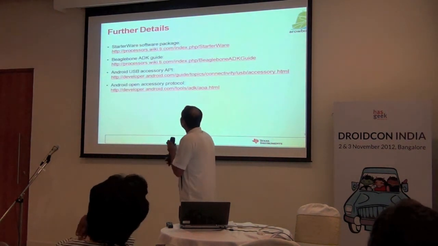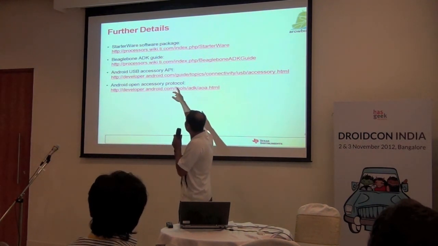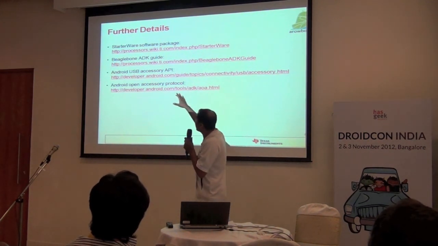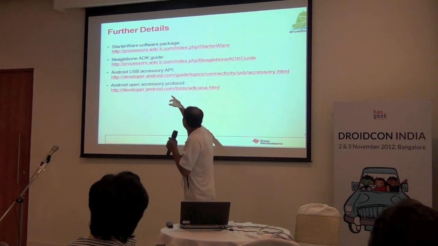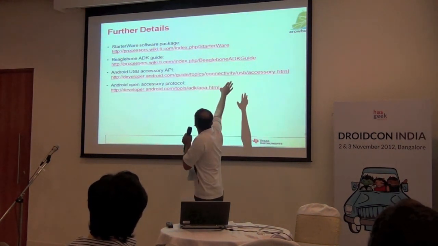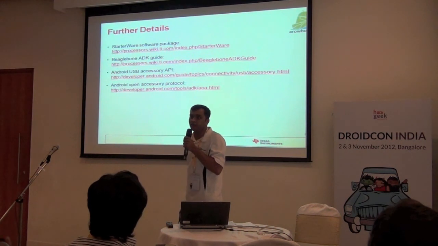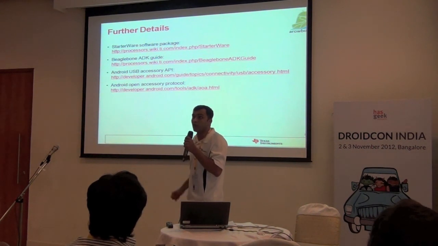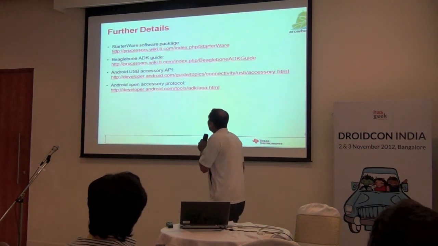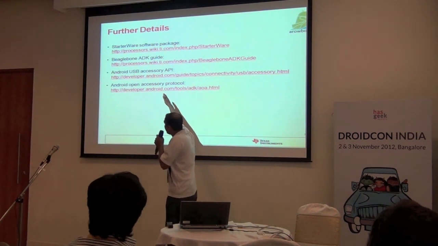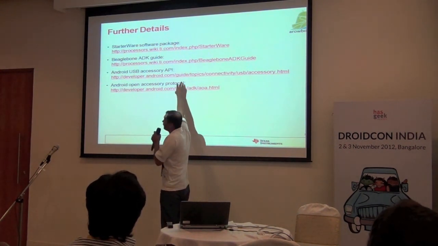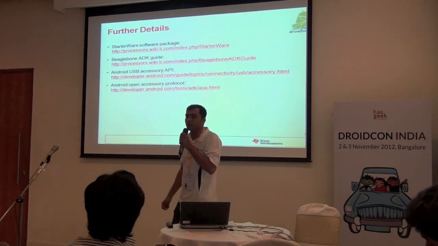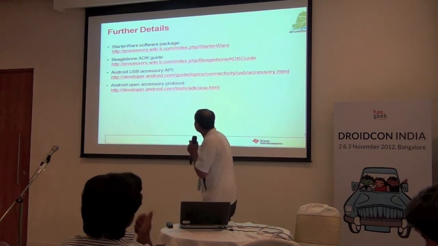For further details about the starter package, you can refer to processorwiki.com/index.php/starterware. The complete documentation about this accessory development guide is written here, the BeagleBone ADK guide. It has all details about how to download this kit software and how to start developing with it. For the Android USB accessory API and how to write an Android application, you can refer to these two slides. Google has already provided a lot of documentation on how to write your own accessory applications.